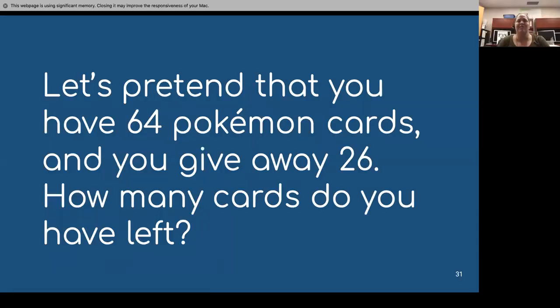So we're going to take everything pretty much that we've said so far and demonstrate how that might all fit together. We're going to start with this word problem. Let's pretend that you have 64 Pokemon cards and you give away 26. This is our standard subtraction problem that would have been categorized as a separate result unknown.